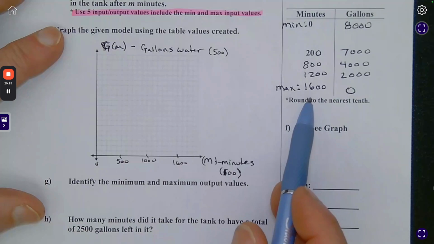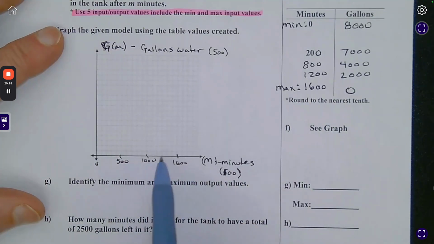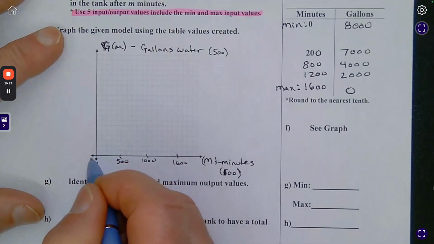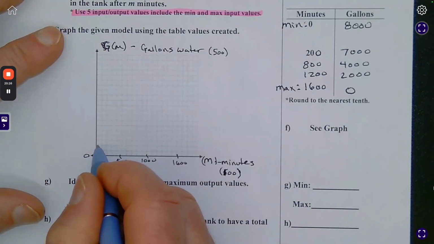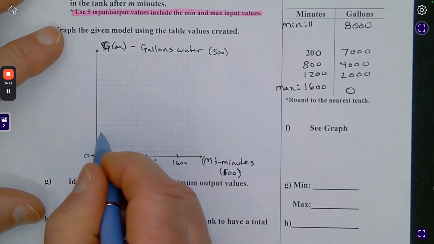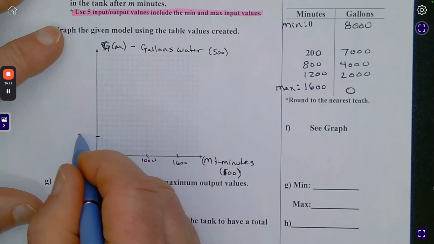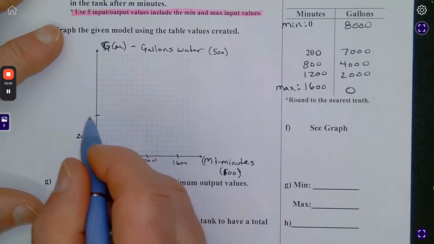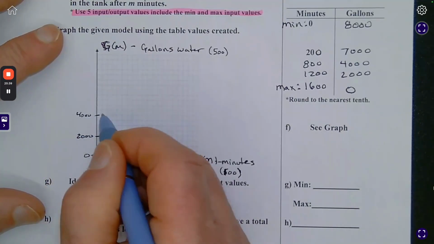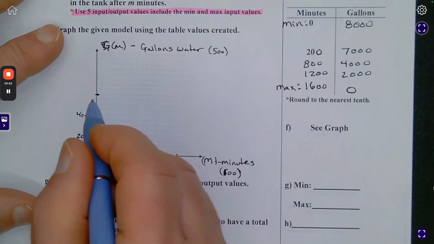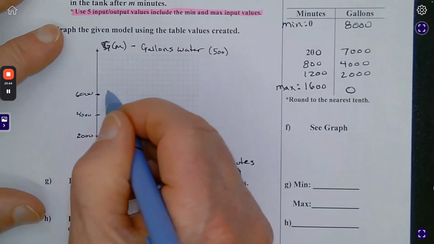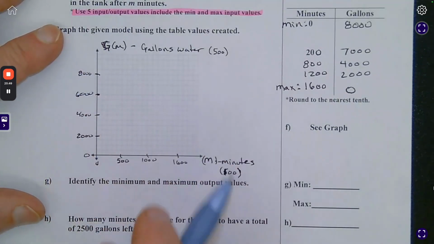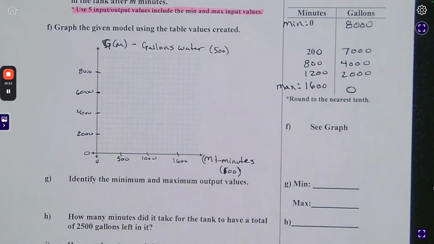Okay, now I'm going to go, because that's my maximum, right? So I've hit my maximum on my axis. And see how I'm using the majority of my axis? That's nice as well. So I'm going to go 0 again, 500, 1,000, 1,500, I'm going to go 2,000 right there. 2, 3, 4, so 4,000. 5, 6, 6,000. And 8,000. So I've got my max input and output on both axes.